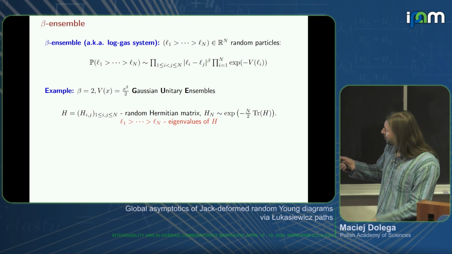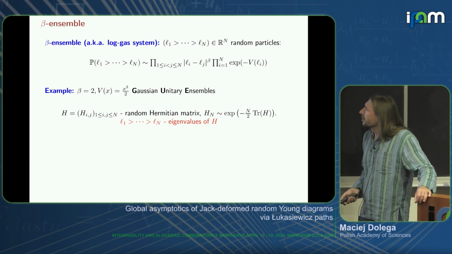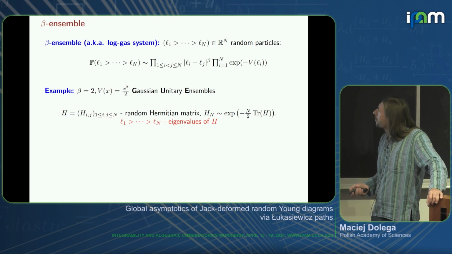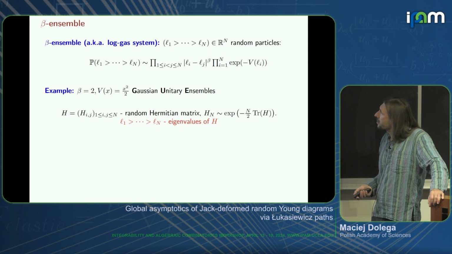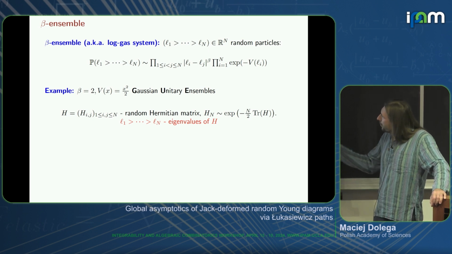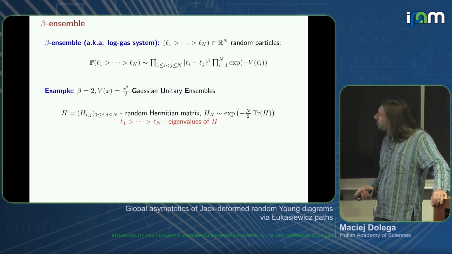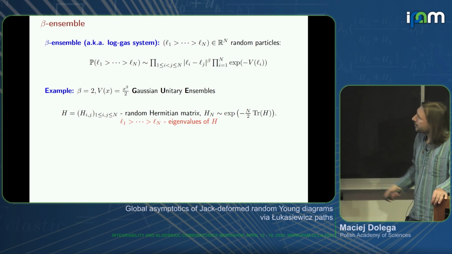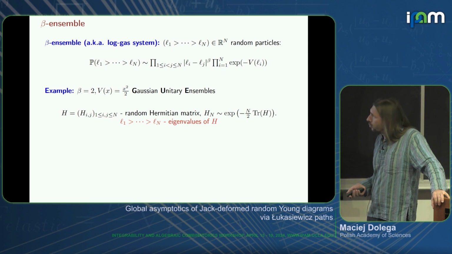Here we have two parameters. The first parameter is beta. Beta is an inverse temperature, and this is a real number. And we have also this function v. v is a potential, and this is quite a general model, but this model is strictly related with random matrices. So let's look at a very specific example. When beta is equal to 2, and your potential is quadratic, it turns out that this model is strictly related with Gaussian unitary ensembles.